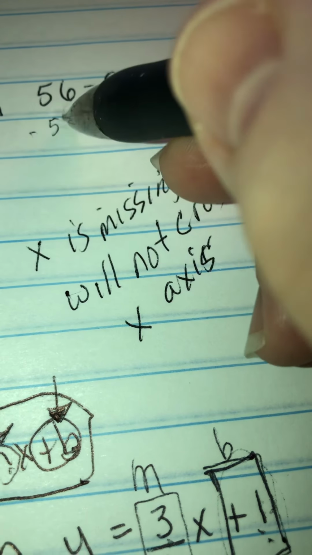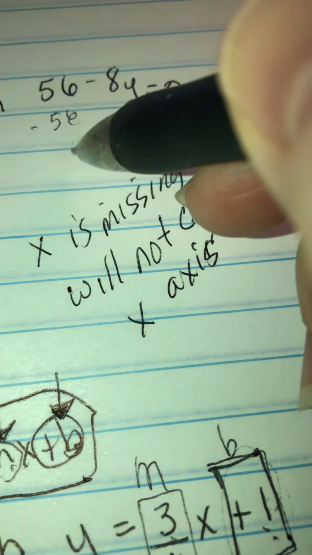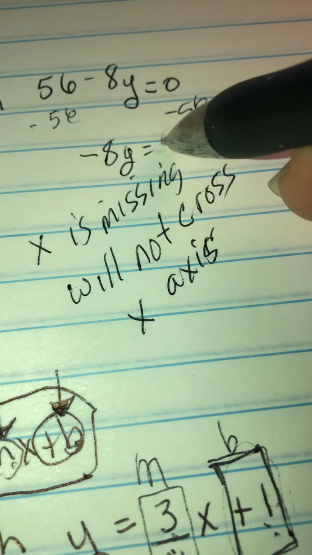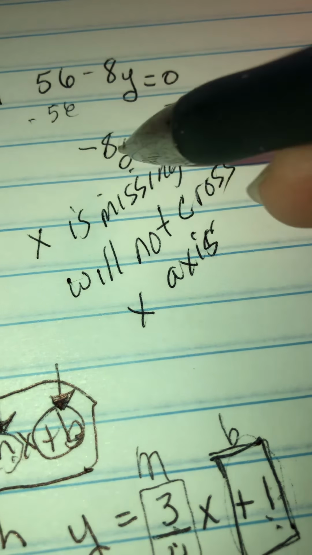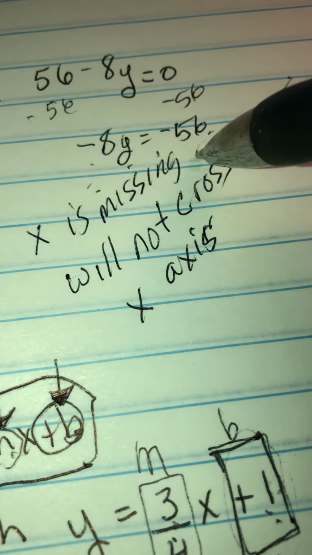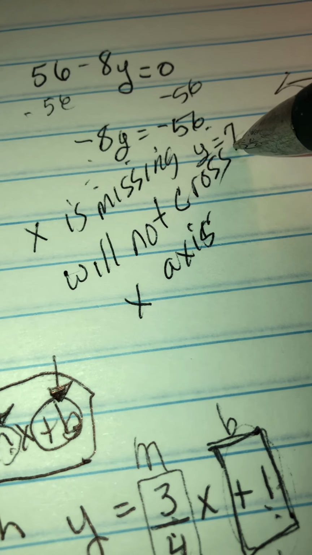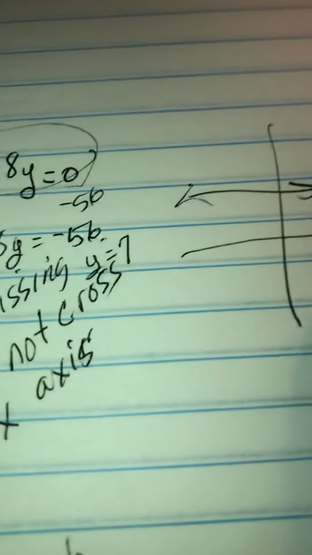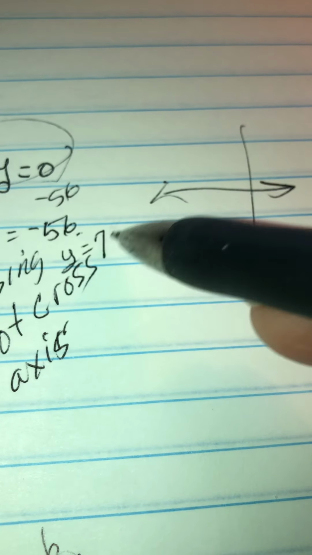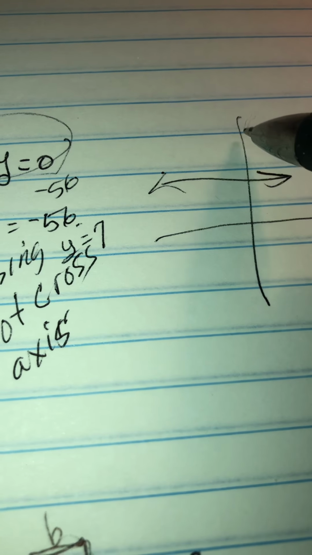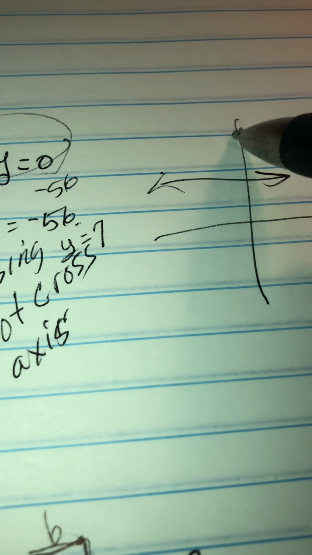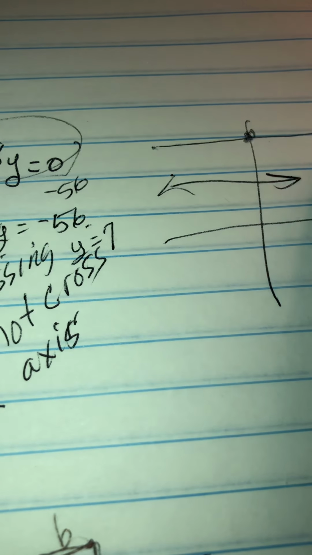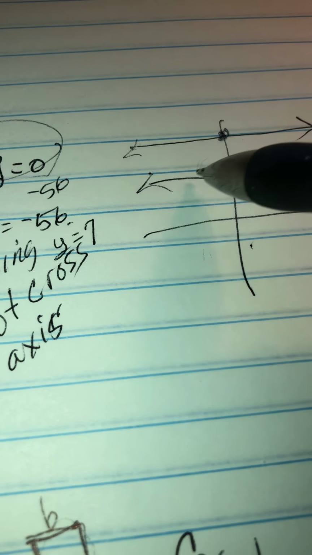So we're going to subtract 56 from both sides, and then divide by -8 on both sides, and we get y equals 7. So this equation does not cross the x-axis, but it does put a line through the 7 on the y-axis. Let's say 7's up here, and it has to be a flat line, otherwise it would cross the x-axis someday as it tilted.